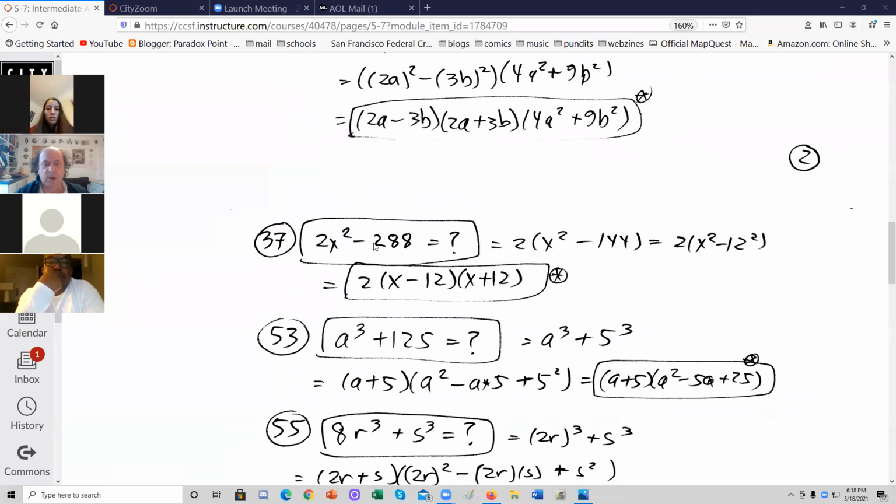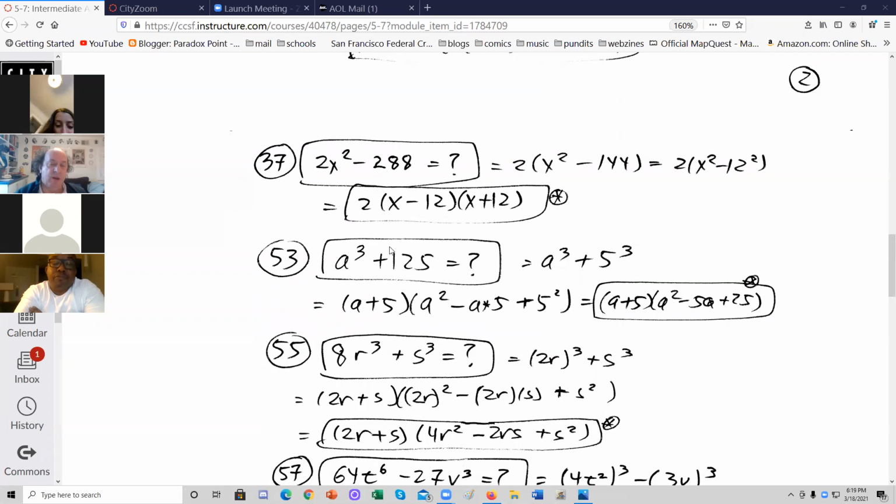And here we have 2x squared minus 288. Neither 2x squared nor 288 is a square exactly, but we can remove a common factor of 2. And we're left with 2 times x squared minus 144. And these are squares. 144 is 12 squared. So the end result is, we keep the 2, times a difference of squares, x minus 12 times x plus 12.